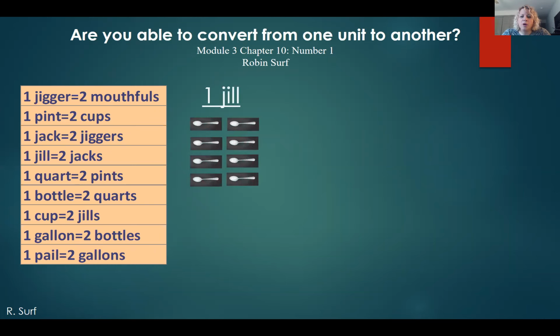We do the same thing for 1 cup. We know 1 cup is equal to 2 jills. And since we just calculated 1 gill, 2 jills must equal 16 mouthfuls. So let's take a look.